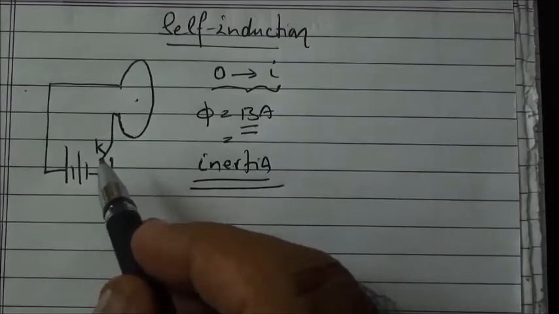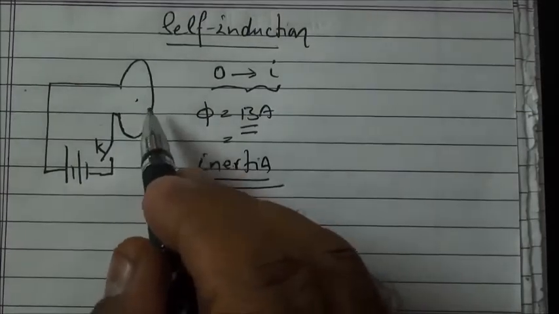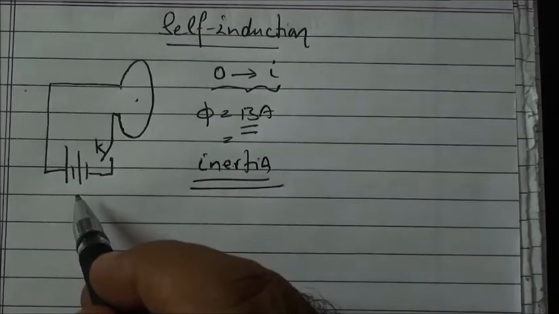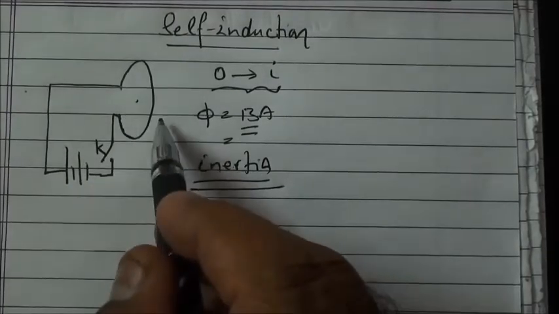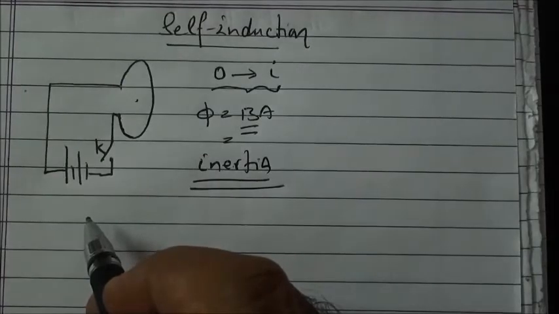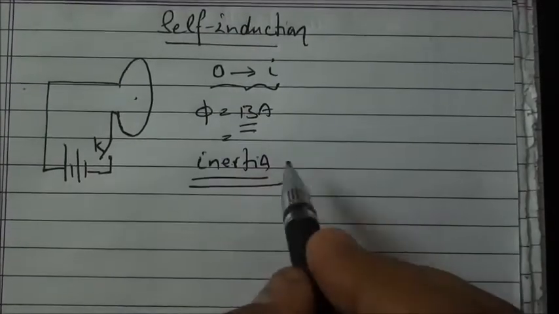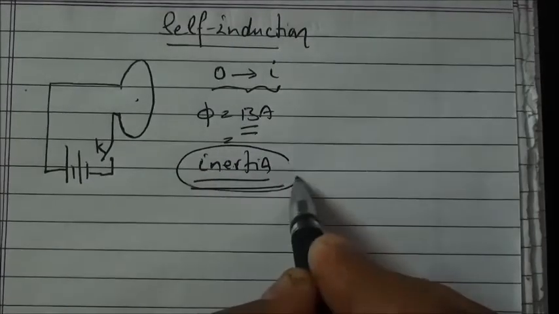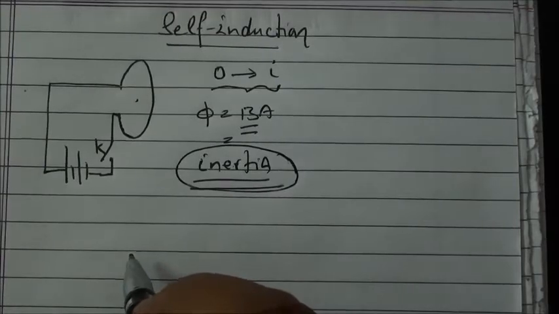So if zero current, it tends to have zero current only. So when we start the current, it will oppose it and there will be an induced EMF. If the current is flowing through it and I switch it off, again there will be an induced EMF, and this time in the direction of the current. So this inertia is always there. We can call it electrical inertia.